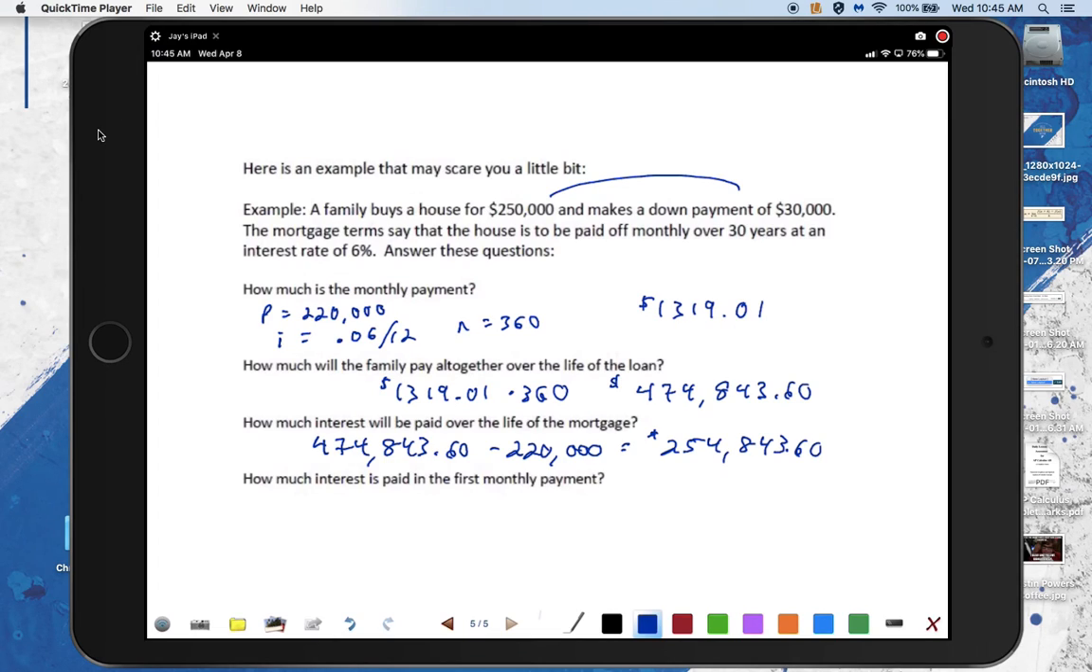All right, now lastly, how much interest is paid in the first monthly payment? Well, the way to find that out is to take your amount that you owe, which is the $220,000, and you multiply it by your I, your 0.06 over 12. That's how much interest that you owe the bank in your first monthly payment. And here's a little horrifying fact. You're going to pay $1,100 in interest just on that first mortgage payment. And in the next video, we're going to discuss what happens when you have to make an amortization table to see how this works.